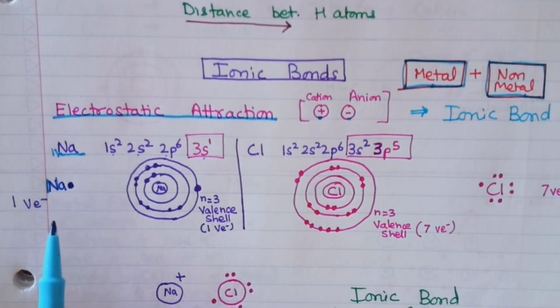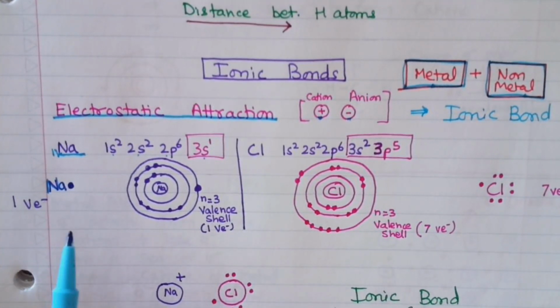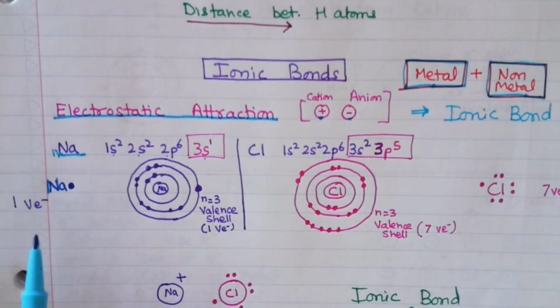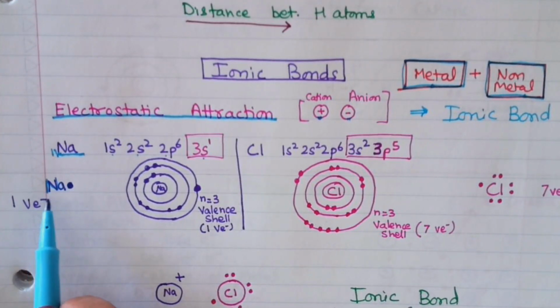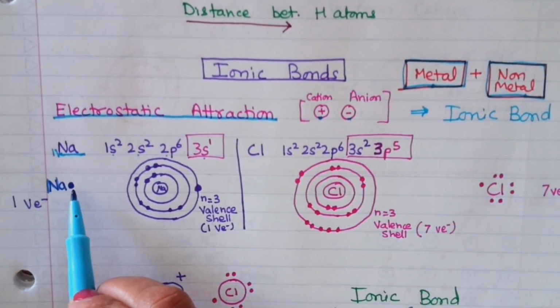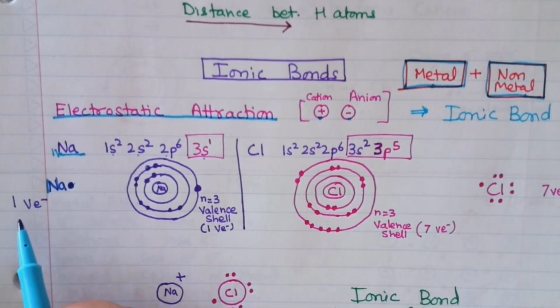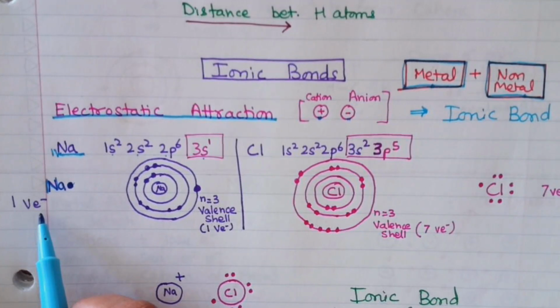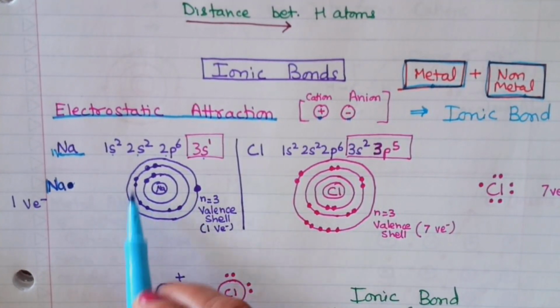Always remember, it's always the valence electrons that participate in bond formation. No other electrons participate, only the valence electrons. So when we are representing or making a bond, we always show the valence electrons. Since sodium has only one valence electron, I put a dot next to the symbol of sodium, showing that it has one valence electron. And the orbital diagram or the Bohr model would be something like that.